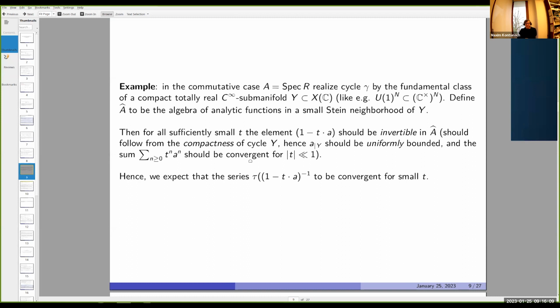And then for sufficiently small t, this element one minus ta should be invertible in this completion. It's not invertible in my algebra, for a simple reason, but why should it be invertible in my completion? Because the cycle is compact, a Laurent polynomial restricted to the compact cycle is uniformly bounded. And then for small t, the sum is absolutely convergent. As this completion should be complete, this should also belong to this completion, and then we should apply the whole formalism to multiplication by the restriction of the volume element to this Stein neighborhood and integration to this sum. So in such a situation, we expect that the series will converge for small t.